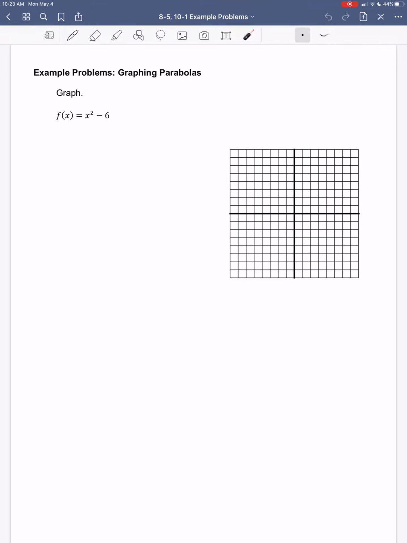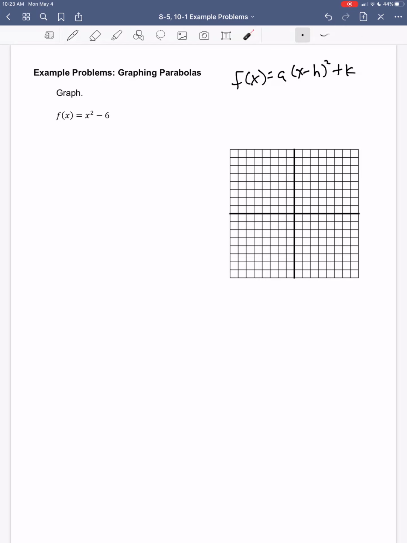Let's practice graphing some parabolas. So if we graph this one, f of x equals x squared minus 6, one important thing, my general form is maybe f of x equals a times x minus h quantity squared plus k.